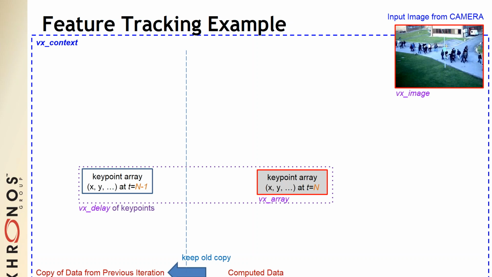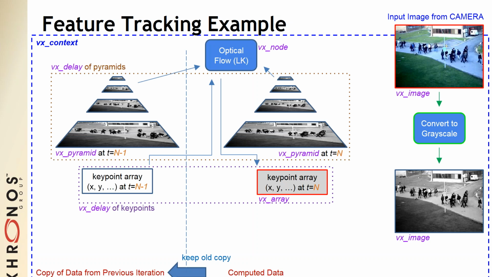So you need two sets of key point arrays and image pyramids. One set corresponds to the current time, another set corresponds to the previous time. And in optical flow, you're trying to see where a key point has moved from an image in the previous time to the current time. You're trying to track that key point.